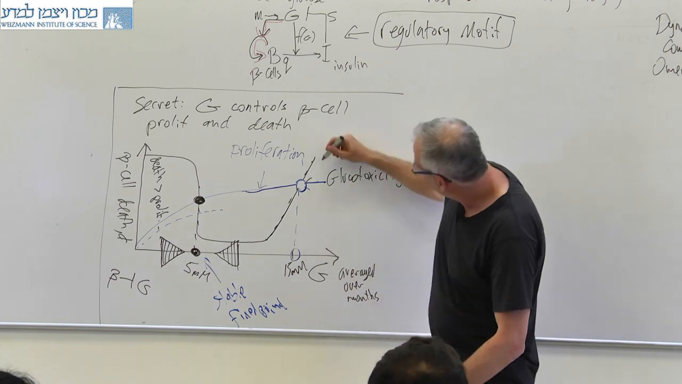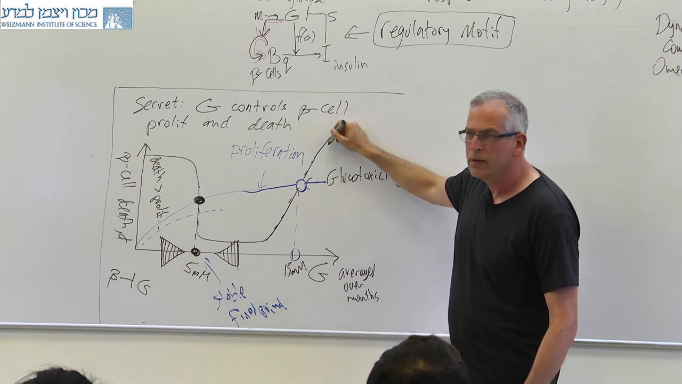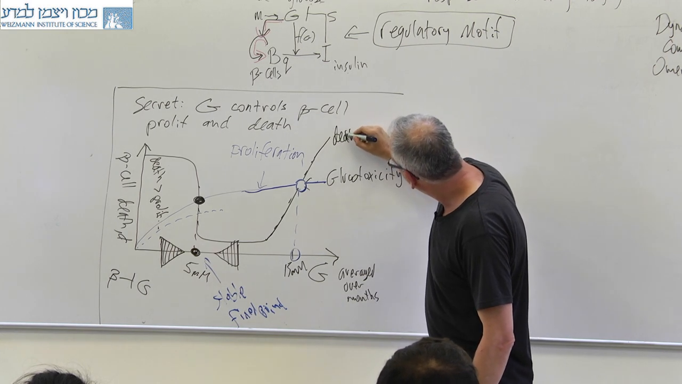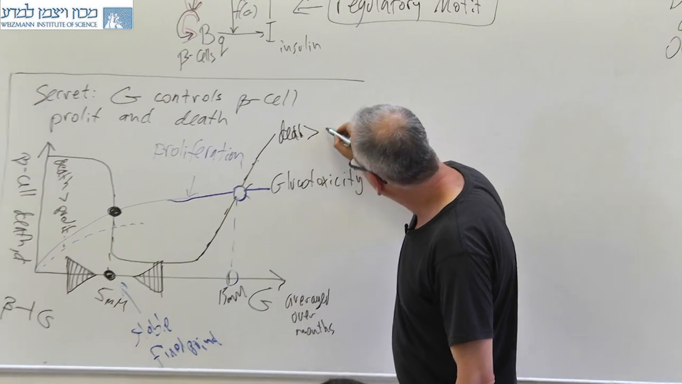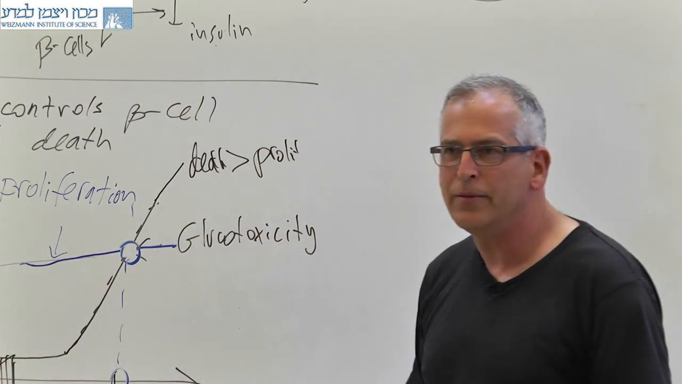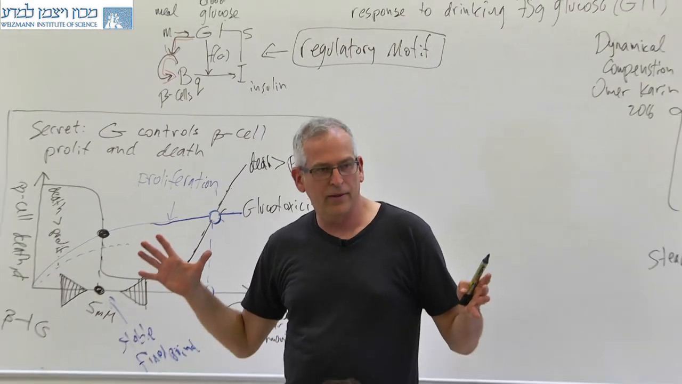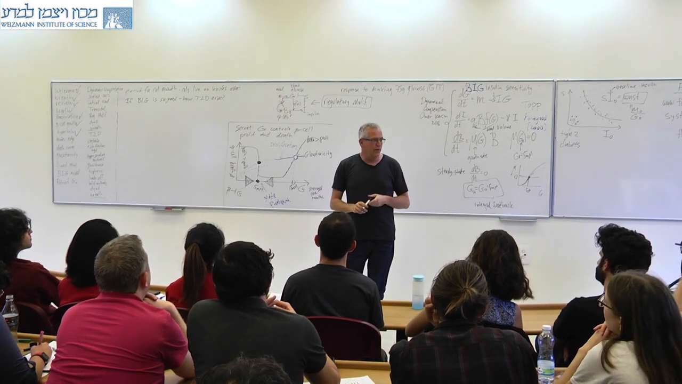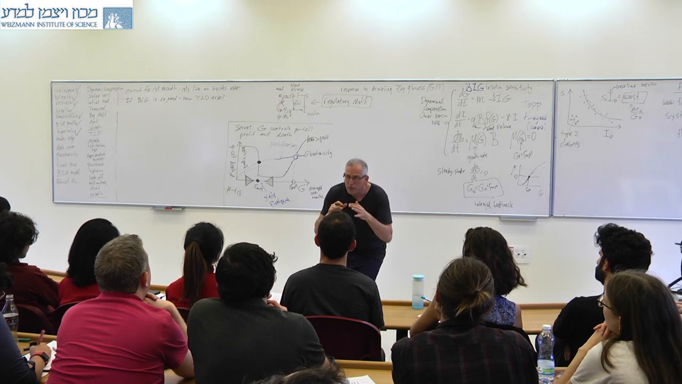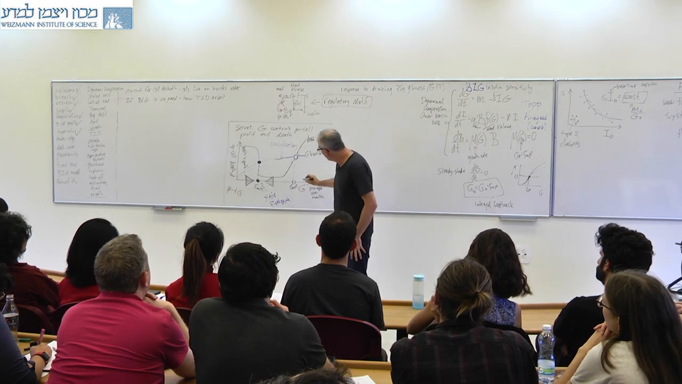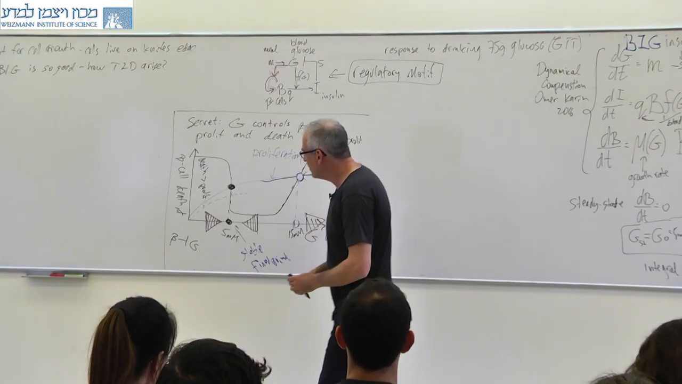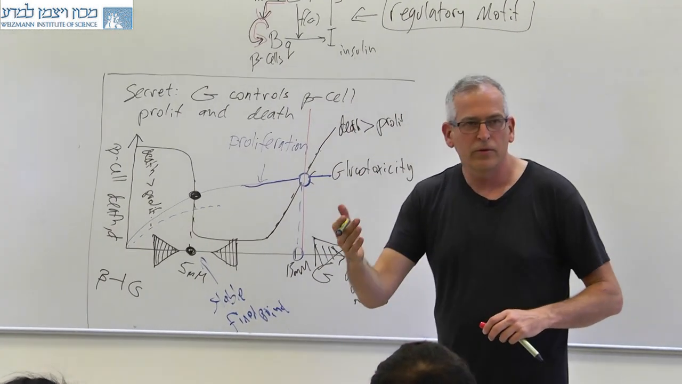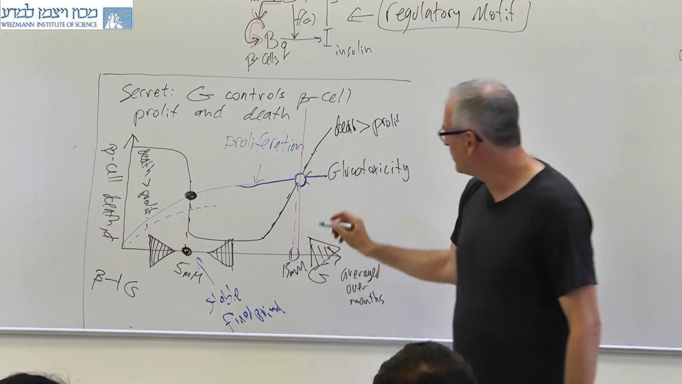So what do you observe here about the proliferation and removal curves? You observe that death is greater than growth, than proliferation. See, the black line is above the blue. What does that mean to beta cells? They atrophy, they die, they get exhausted. And then what happens to insulin? Goes down. What happens to glucose? Goes up. So this point here is a catastrophe. From here on, the more glucose, the fewer beta cells, the more glucose, the fewer beta cells, the more glucose. This is a vicious cycle.